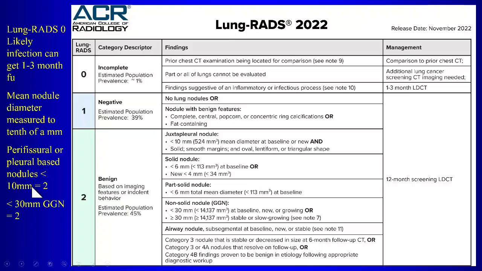Perifissural or pleural-based nodule, that can be up to 10 millimeters if it has features of an intrapulmonary node, something you're not worried about. So you can go up to 10 millimeters there, and that patient can still get a score of 2, which means that they will not get a follow-up CT for another year. And then for nodules that are pure ground glass attenuation, as long as they're less than 30 millimeters, that still can get a score of 2. If the whole nodule is a pure ground glass attenuation lesion.